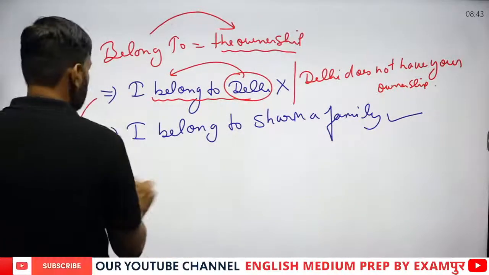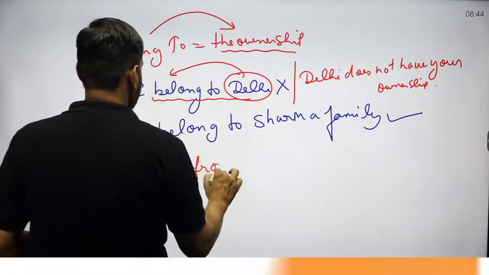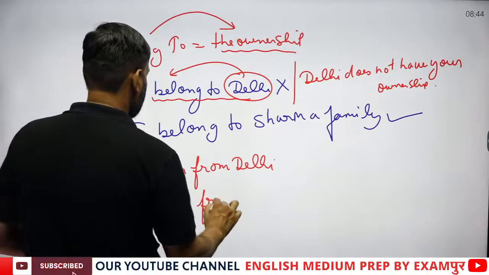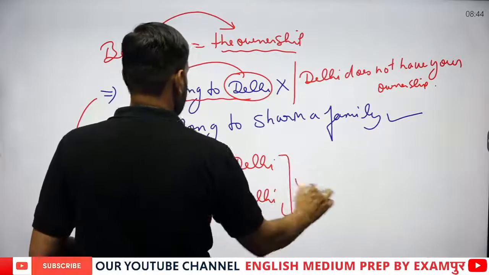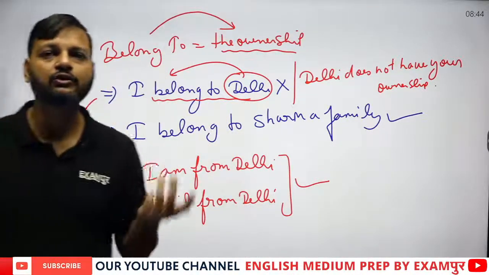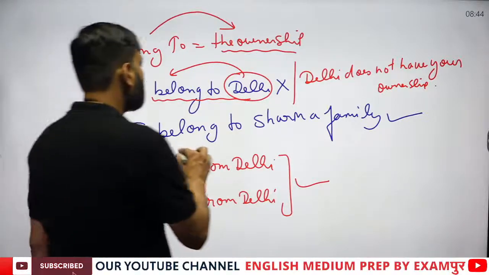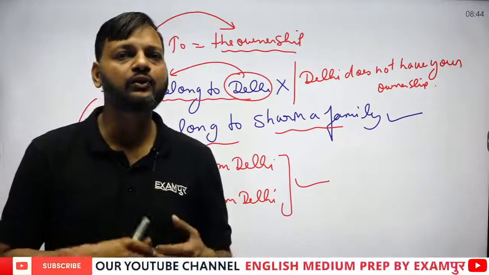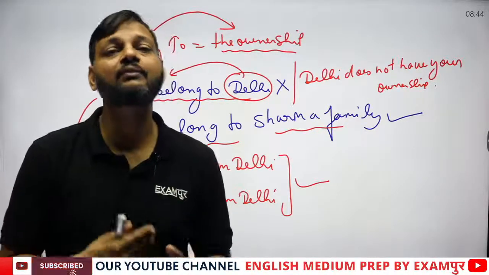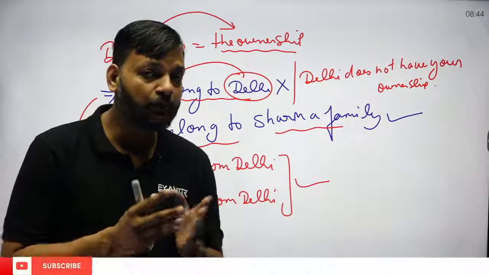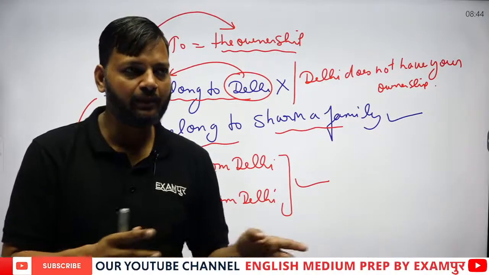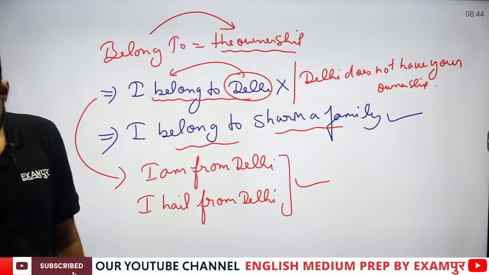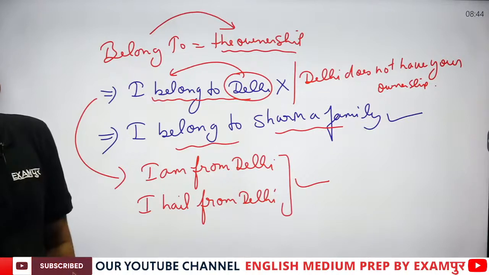In place of this, you can say I am from Delhi, and you can also say I hail from Delhi. Both the sentences are correct, but I belong to Delhi is wrong because Delhi is not your owner. But the second sentence, I belong to Sharma family, is correct because if you do anything wrong, the reputation of the Sharma family will be spoiled. The family is the owner of you. Clear? Any doubt now?